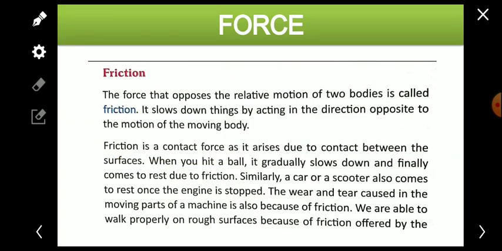This force is very useful. Friction is very important in our daily life, as we can walk because of friction. If there were no friction, our legs would slip and we would fall down. Because of friction only we can hold anything. Suppose we lift a book: because of friction between the book's surface and our hand's surface, we can lift it. Otherwise the book would slip and we would not be able to hold it. So frictional force is very useful in our life.